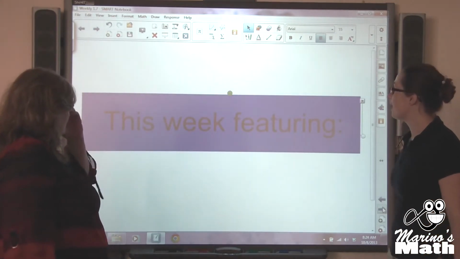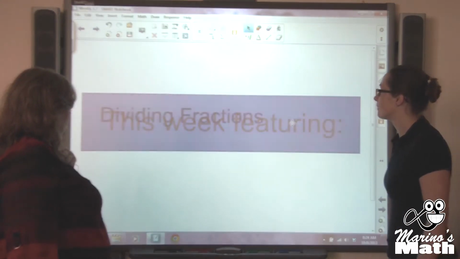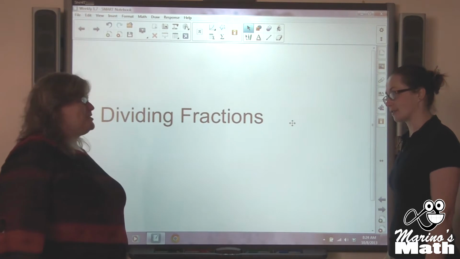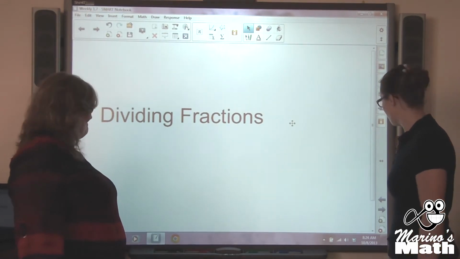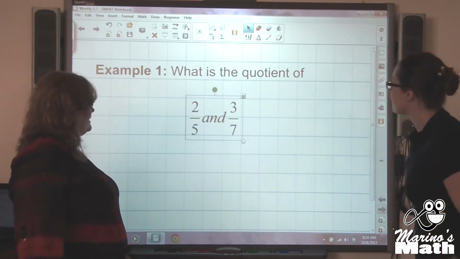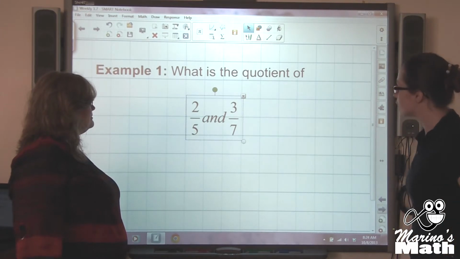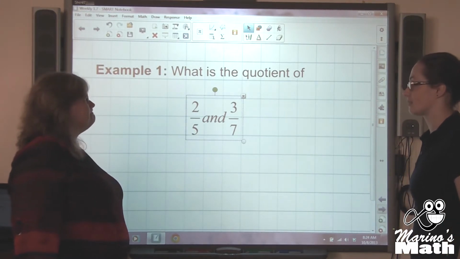And today we are going to feature dividing fractions, just as we planned last week. So let's jump right into an example. What is the quotient of 2/5 and 3/7?